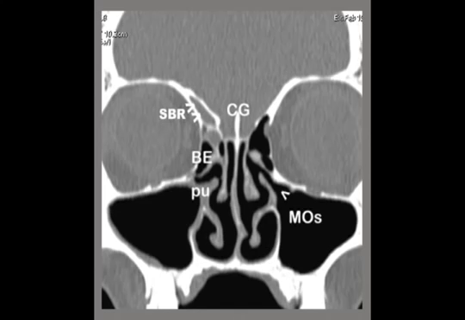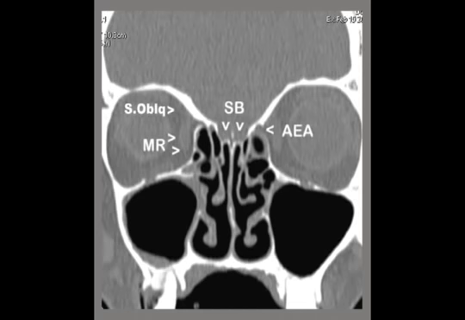This is again a very important cut showing BE, the bulla ethmoidalis, the suprabullar recess, because this has to be exposed. In many cases we trace it backwards towards the frontal recess. So the PU is the uncinate process and MOS is the natural ostium of the maxillary sinus and the crista galli.